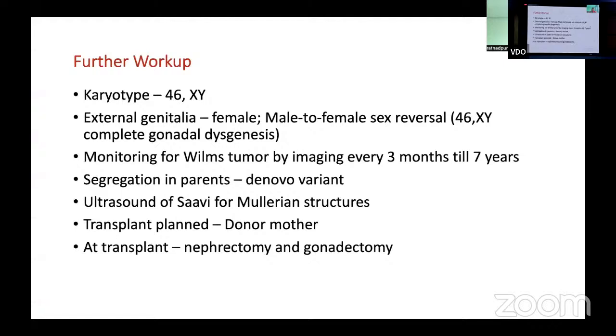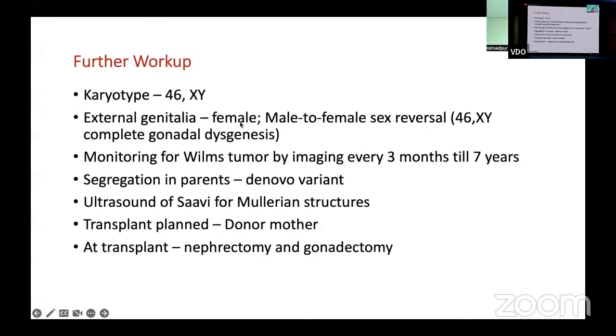Then because it was WT1, you have to do additional workup. Phenotypically, the child was a female. When we did the karyotype, it was 46XY. So we had a male to female complete gonadal dysgenesis because inside there were Mullerian structures. However, the gonads could not be seen.